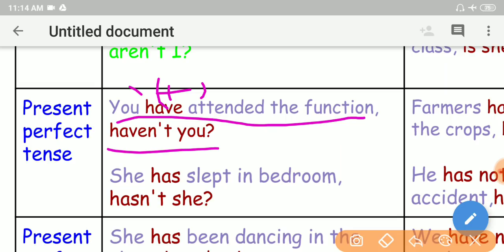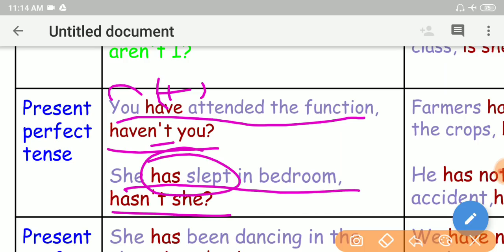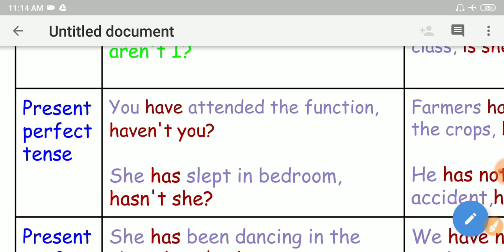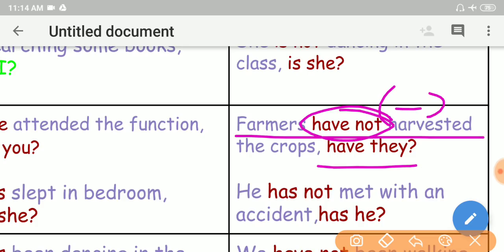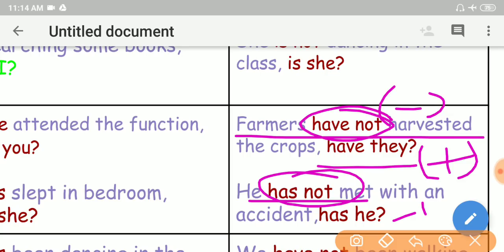At the same time, the subject of that sentence should be kept, and if the statement is positive, the tag should be negative. Then a question mark is put at the end, my dear friends. Another example: she has slept in the bedroom. Has slept is positive, hasn't she is the negative, my dear friends. Like this, farmers have not harvested. Here have not is negative. This is a negative statement, so the tag should be positive. Similarly, he has not met is a negative statement, so has he is the positive tag, my dear friends.